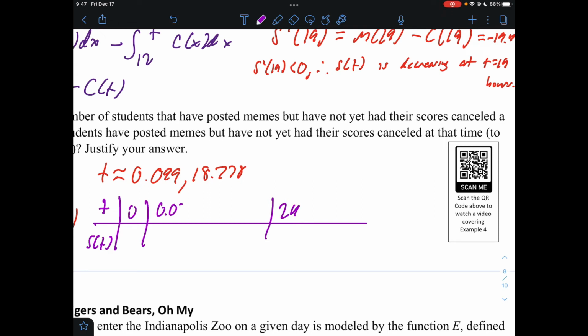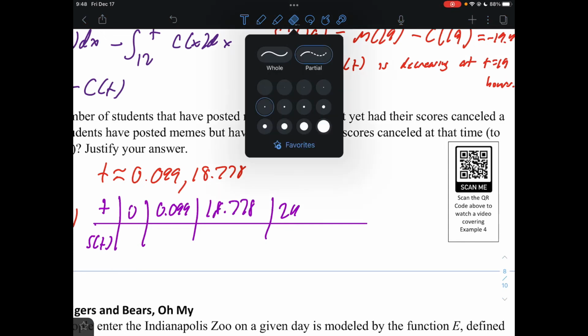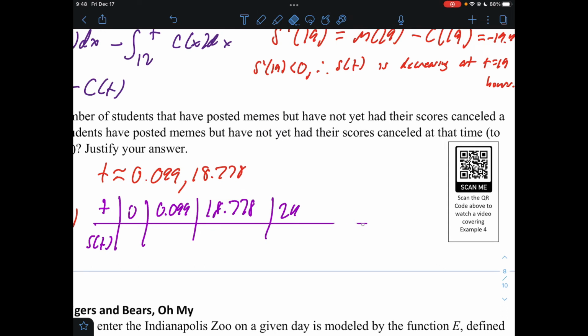And our 2 critical numbers. Okay, so for each one, we're just going to say, all right, so S of 0, well, at 0, nobody has posted anything yet. So that's 0. That's easy enough as it is.